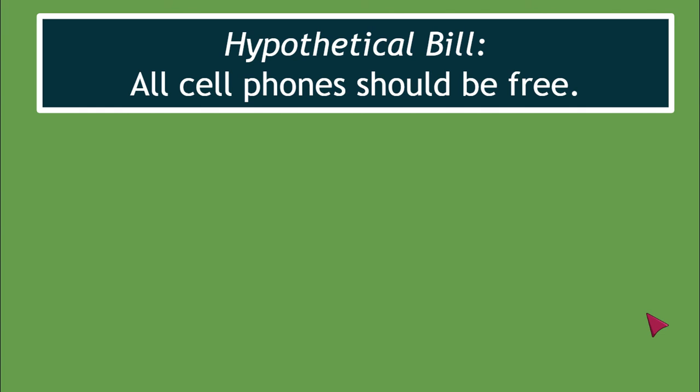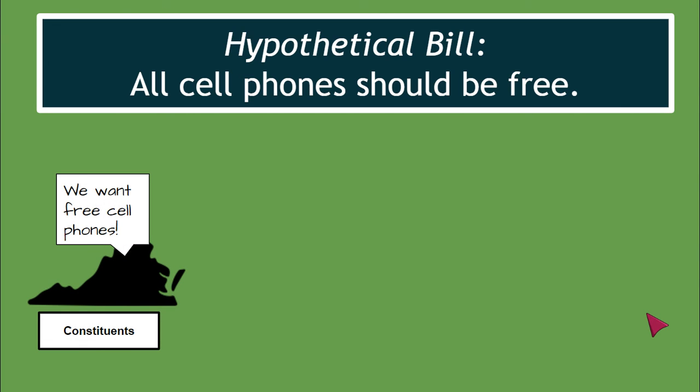So if this is a bill, let's say that the constituents of the congressman say, we want free cell phones. They're saying, we want cell phones to be free. We like this bill. You should vote yes on this bill, or we are not going to elect you next time you're up for election.